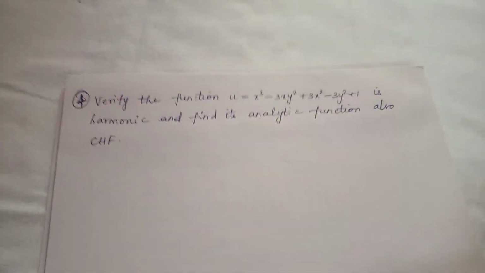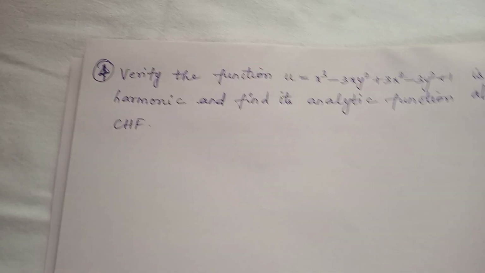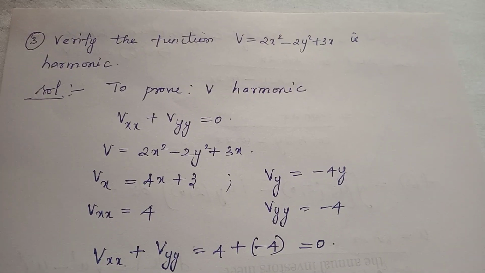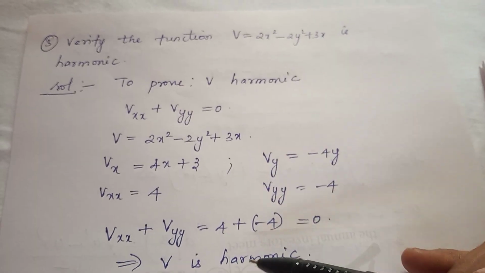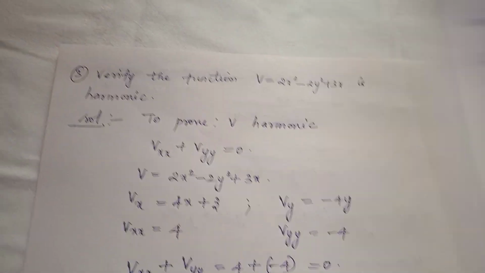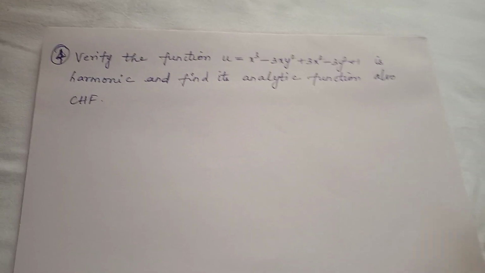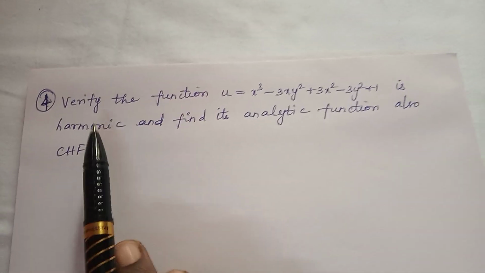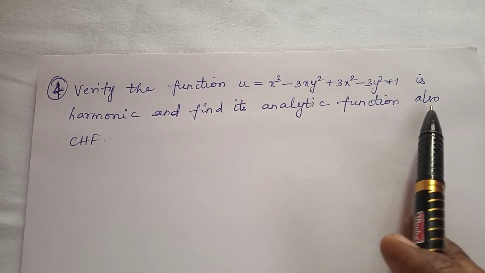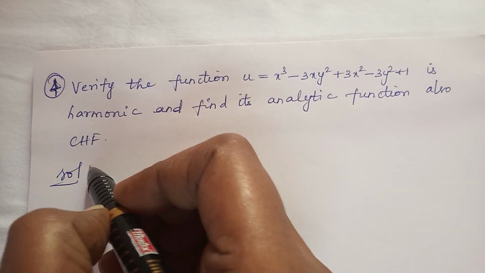It's question number 4. See this question number 4. Already we solved problem number 3, which was just verifying the function v is harmonic. Now for question number 4, I have been asked to verify the function u is harmonic and find its analytic function, and also its conjugate harmonic function. So these 3 questions are there in it.